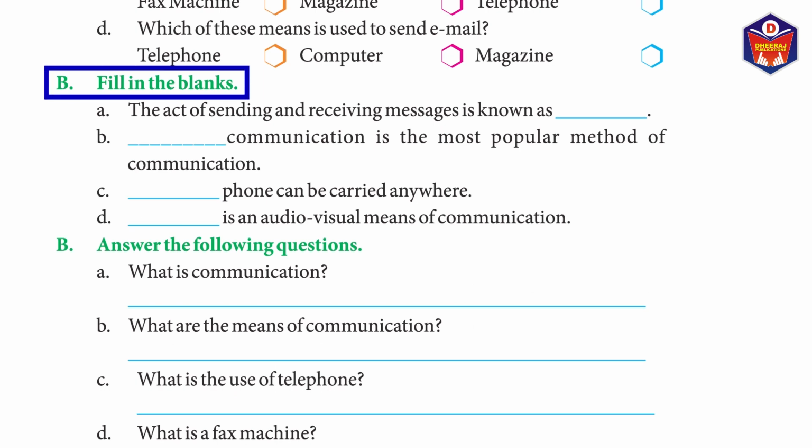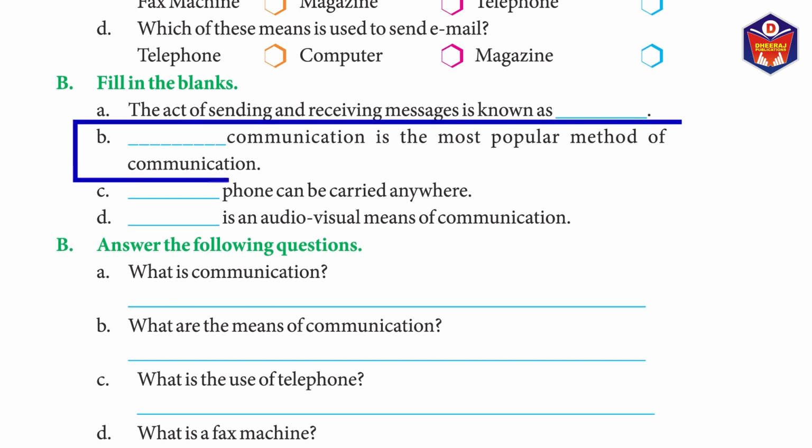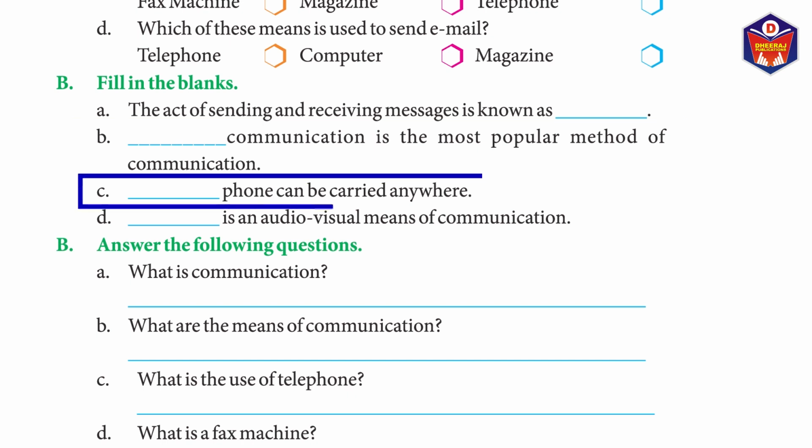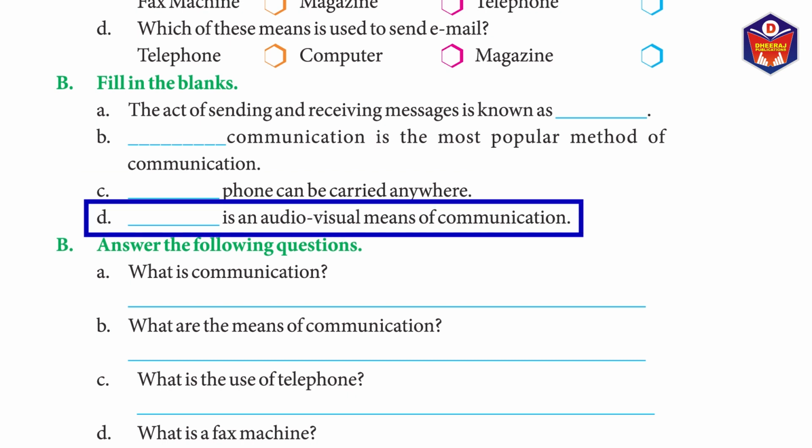B. Fill in the blanks. A. The act of sending and receiving messages is known as dash. Answer. Communication. B. Dash communication is the most popular method of communication. Answer. Postal. C. Dash phone can be carried anywhere. Answer: mobile. D. Dash is an audio-visual means of communication.